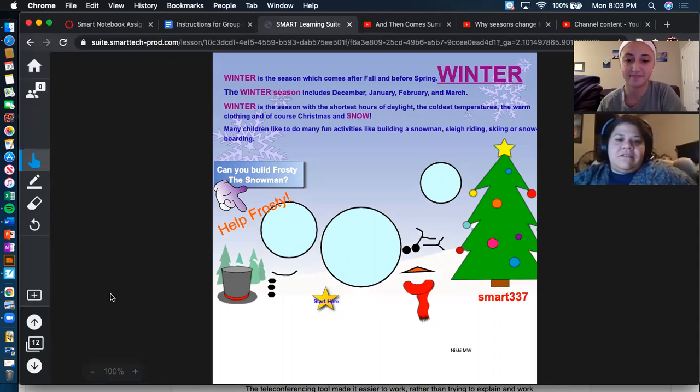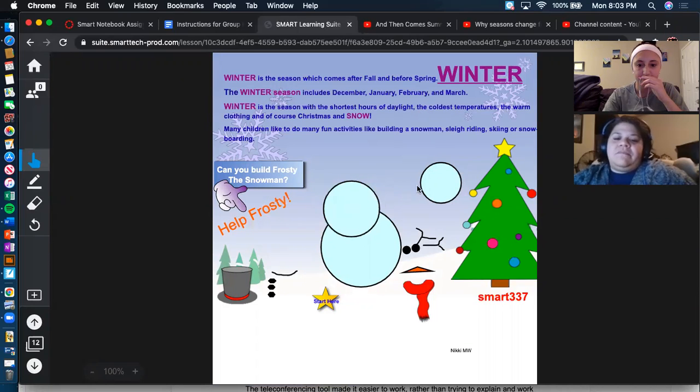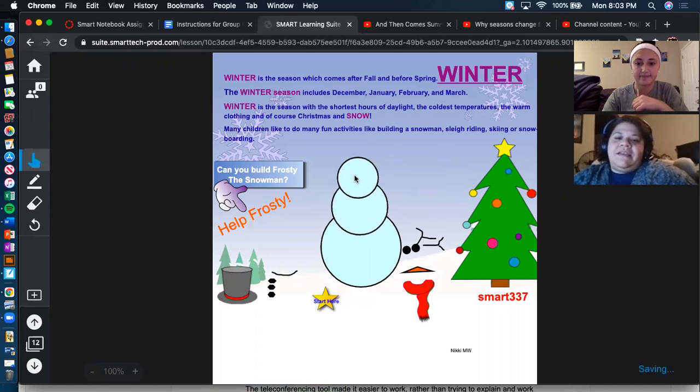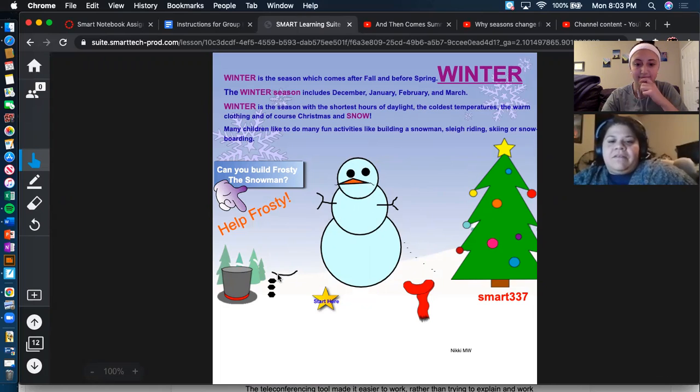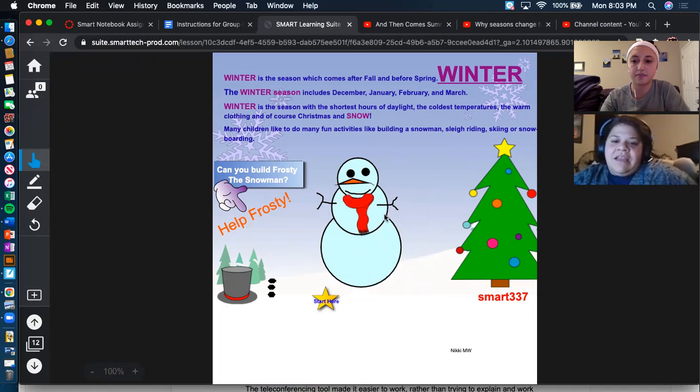And our last season is winter. We have an activity, how to create a snowman. It's a fun activity to do. I believe that it's really enjoyable and keeps the students engaged in the lesson. And this is just a nice little break in the middle of the lesson so that they can loosen up a bit, take a little break.